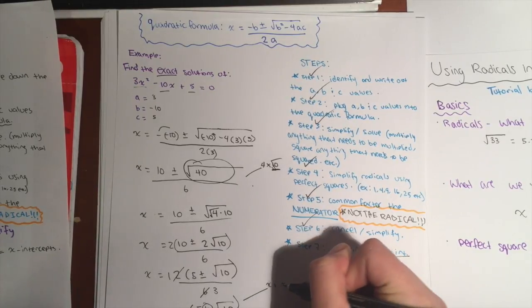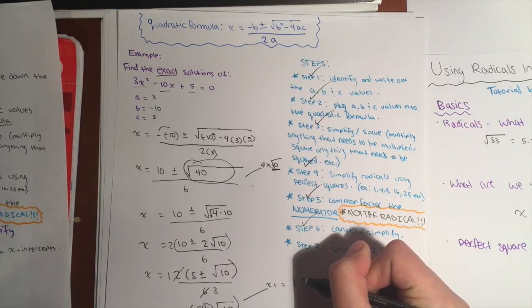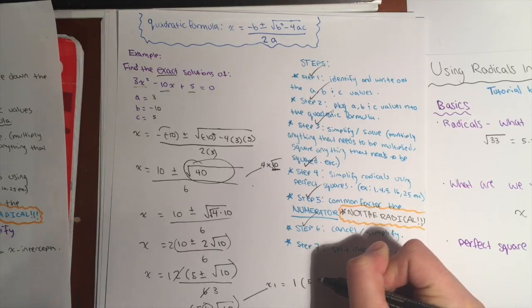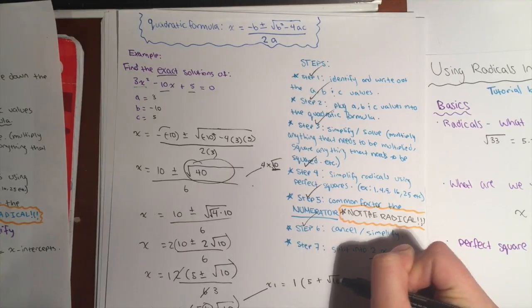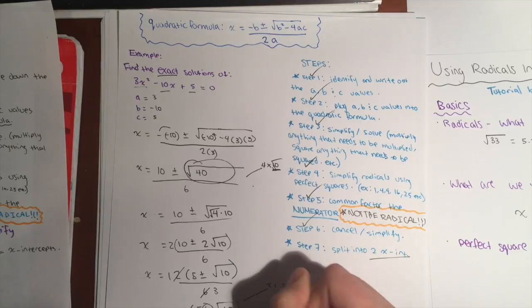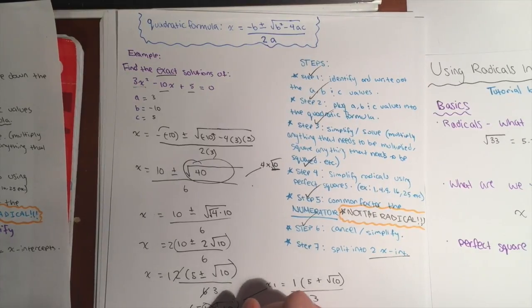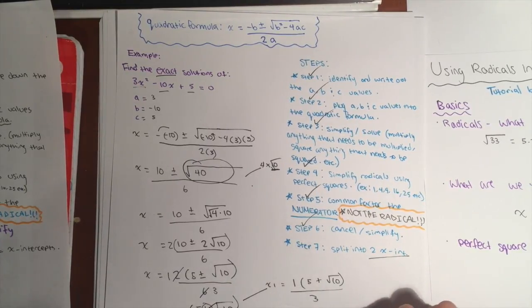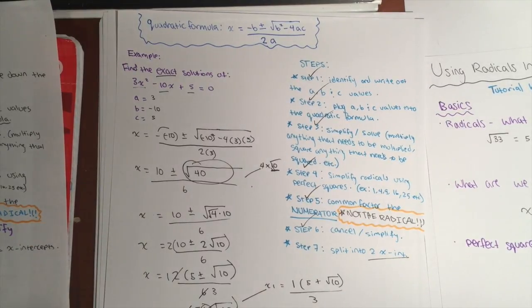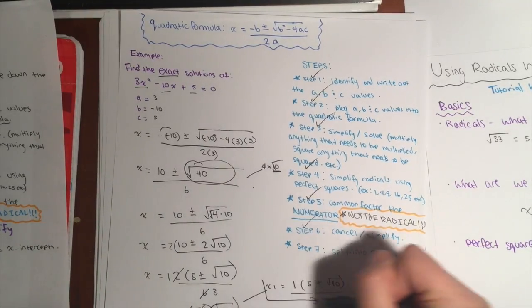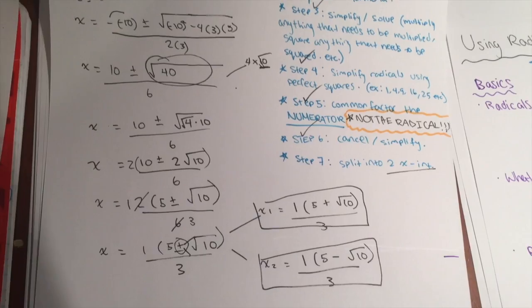So x1 is going to equal 5 plus root 10 over 3. And the second x-intercept is going to equal 5 minus root 10 over 3, because we split these up. So yes, these are your two final answers. We're going to box these up.